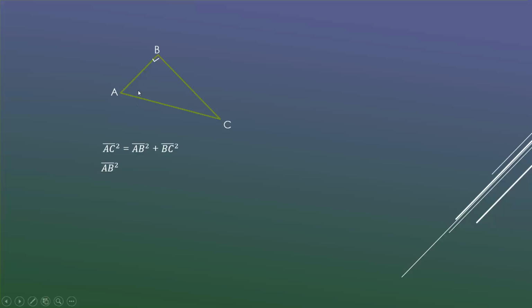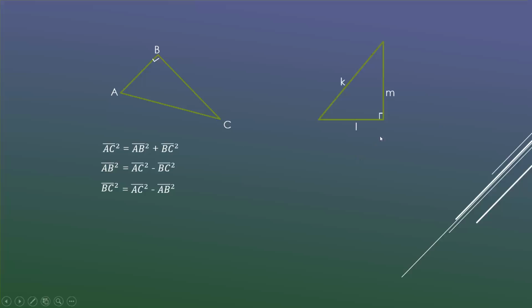If I ask you the square area on one leg, the answer is the square area on the hypotenuse minus the square area on the other leg. So I can write down here that AB square is equal to AC square minus BC square. Similarly, BC square is equal to AC square minus AB square.